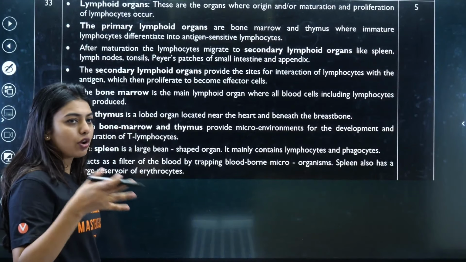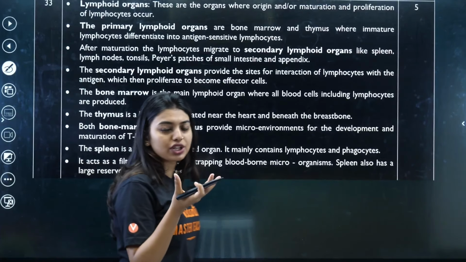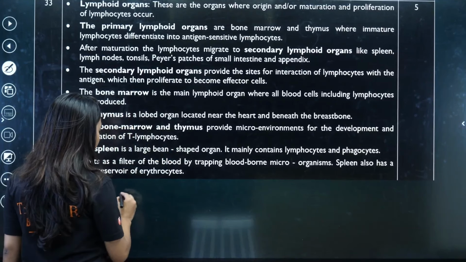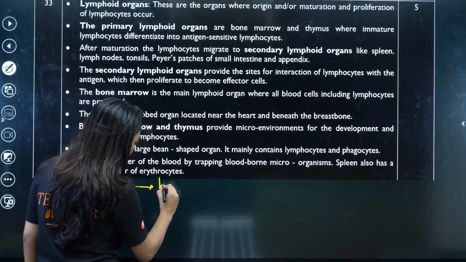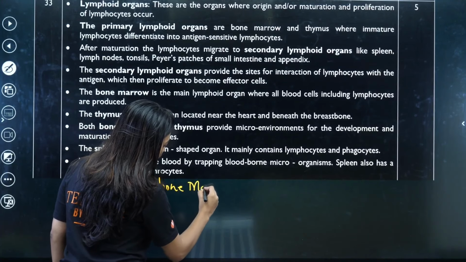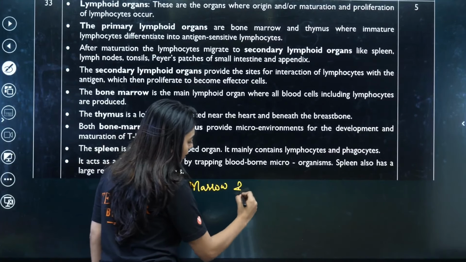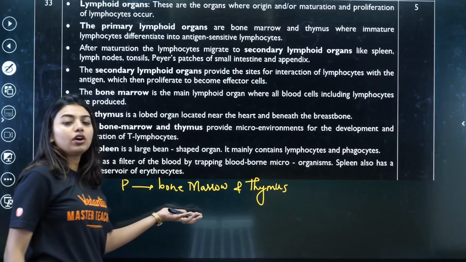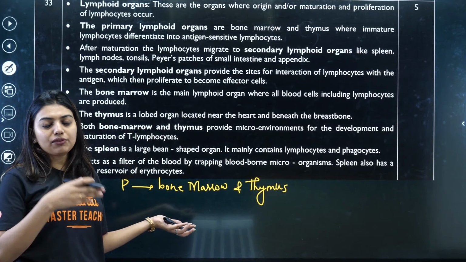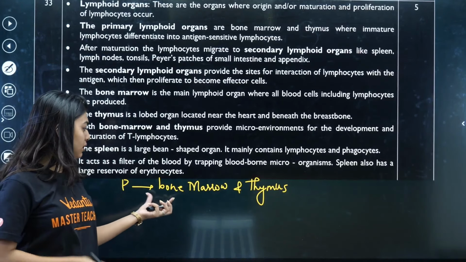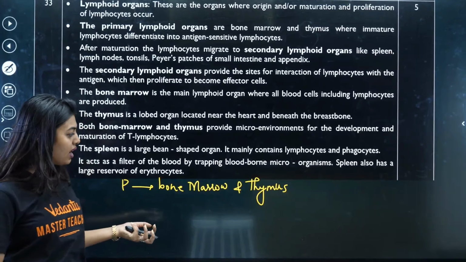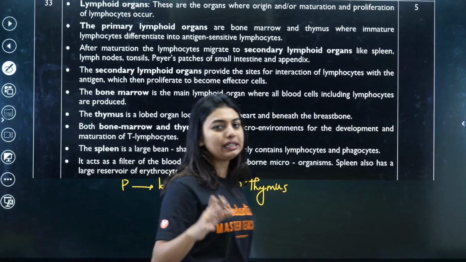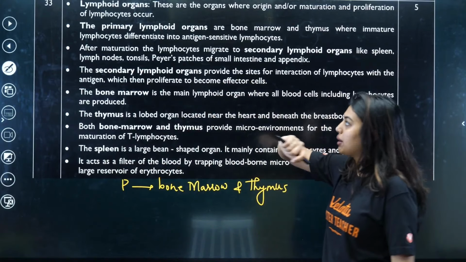Lymphoid organs, what are they? They are organs for origin, that means for maturation and differentiation, correct? Now, when I talk about primary, I am talking about my bone marrow and thymus. Who is getting matured or differentiated here? Your lymphocytes. Both B cells and T cells are forming here. In the bone marrow, one is getting differentiated, and in the thymus, the other. That is why they have the names B cell and T cell. Then after differentiation, where will they go?